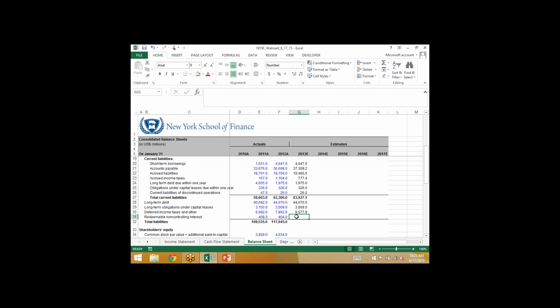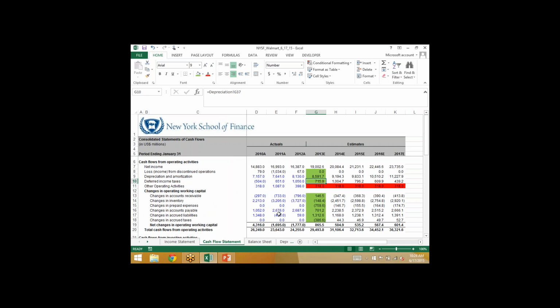But non-controlling interest, or redeemable non-controlling interest. I don't think you'll see this too often. Redeemable non-controlling interest is a portion of the non-controlling interest that the company is allowed to buy back at any time. So it's listed as a liability. It's special. I had to research that. You don't see that too often.